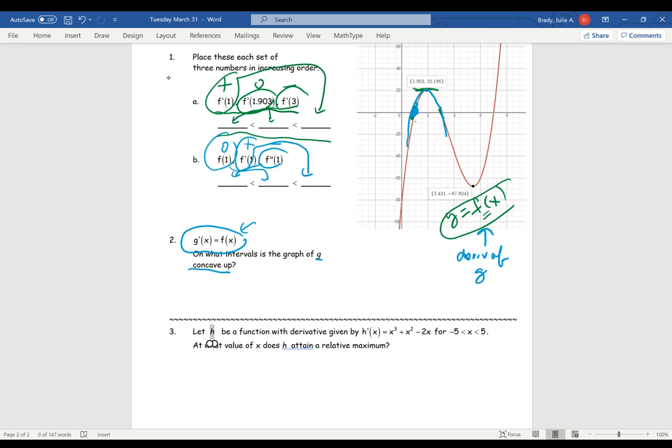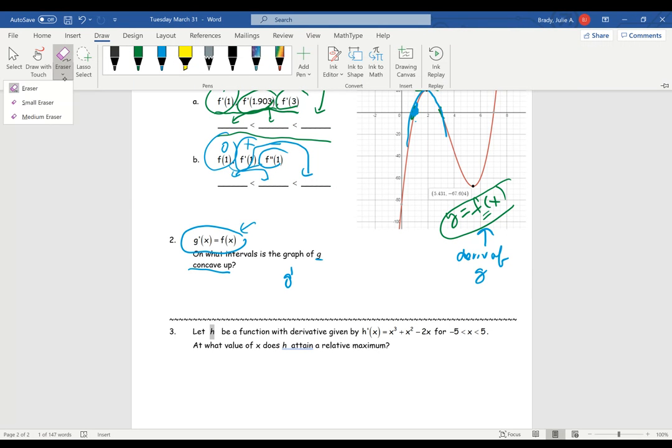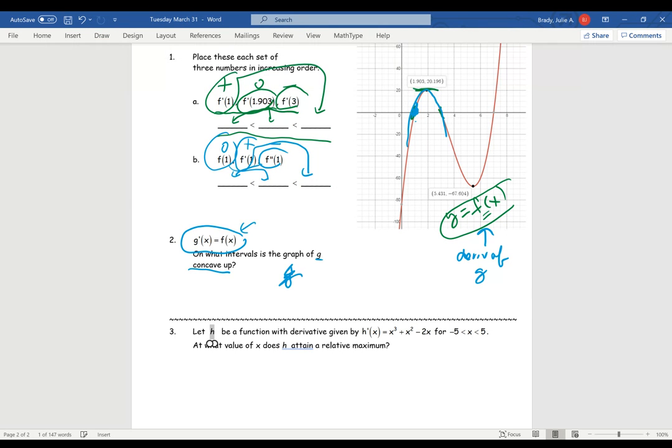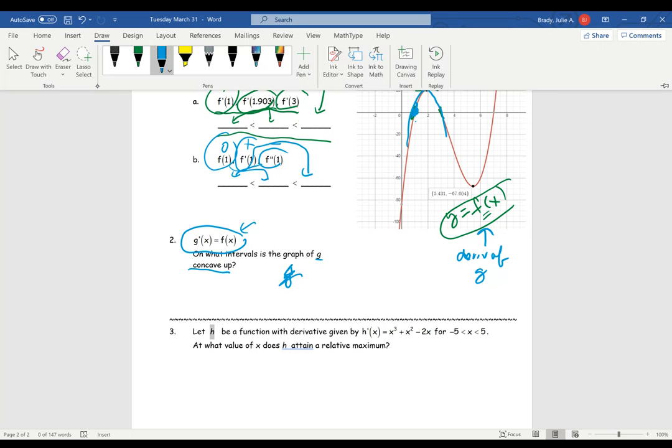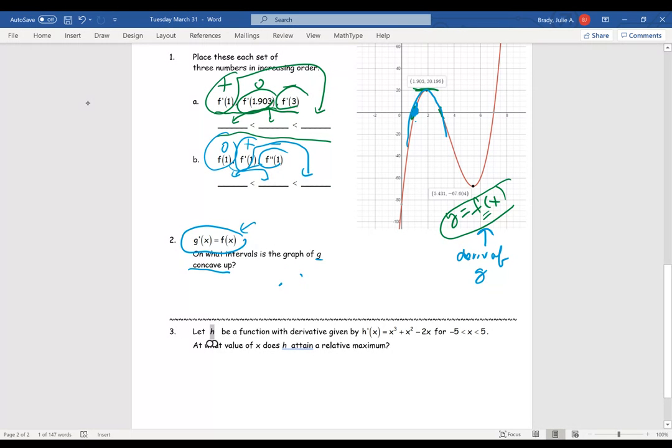So I'm going to write the reason first. g prime. Oh, no, let me change that. One second. Oh, Miss Brady, you're hysterical. Hang on. Let me just erase it magically.